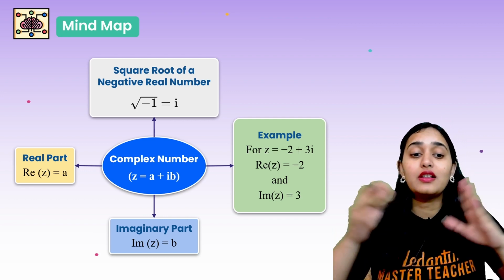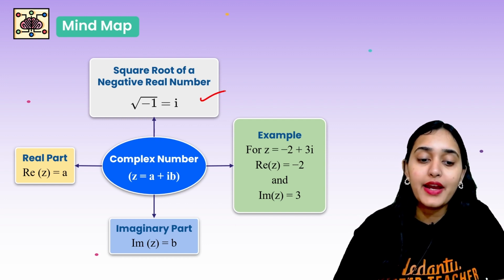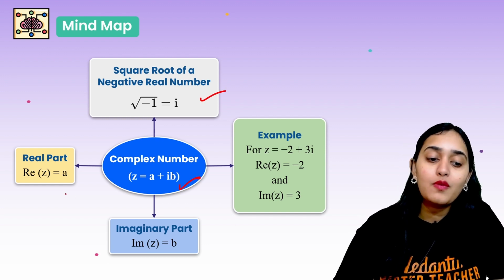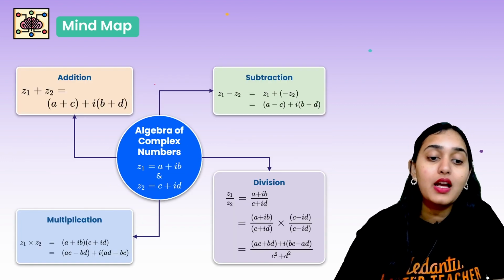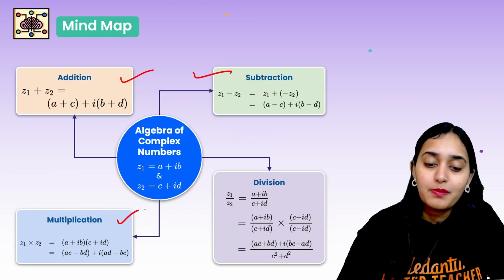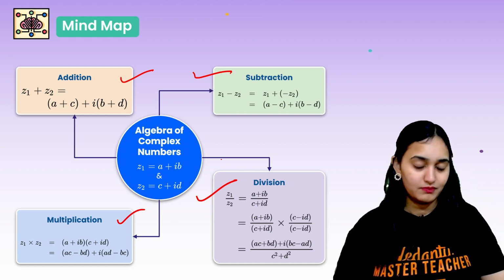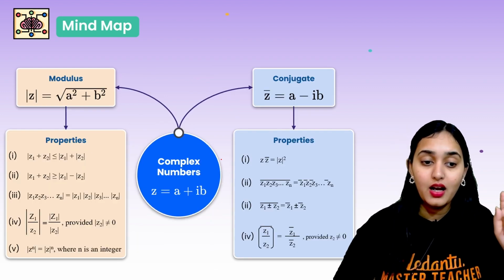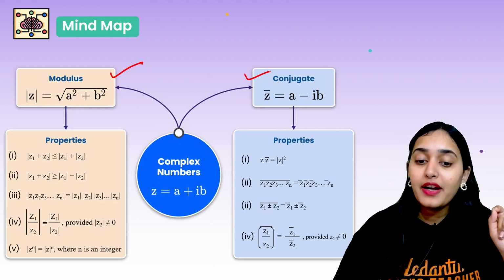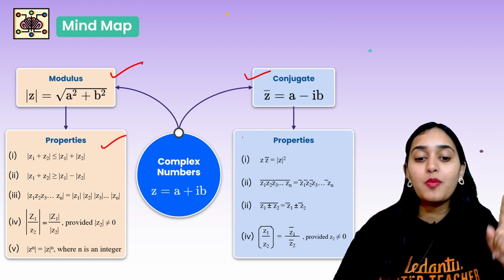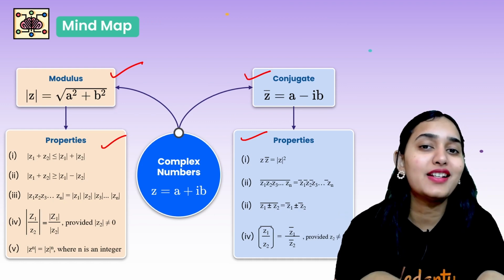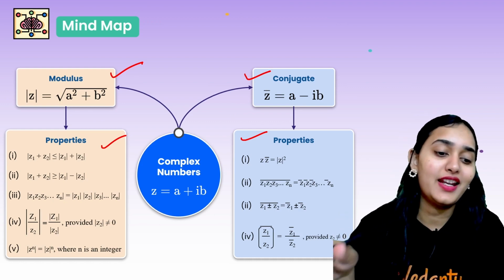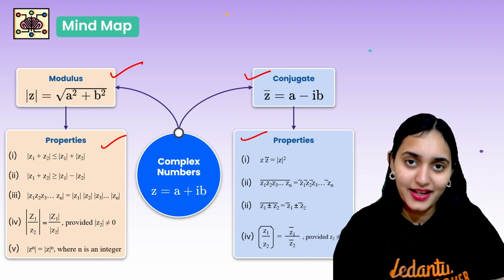And this is also the summary of the entire chapter. What is iota? What is a complex number? What is the real part? What is the imaginary part? Examples of complex numbers. How you add them, subtract them, multiply them, divide them. Everything is summarized here. How you find modulus, how you find conjugate, properties of modulus, properties of conjugate, literally everything is there in this formula cheat sheet. You don't need to go anywhere else. Just revise all of this and you are done.